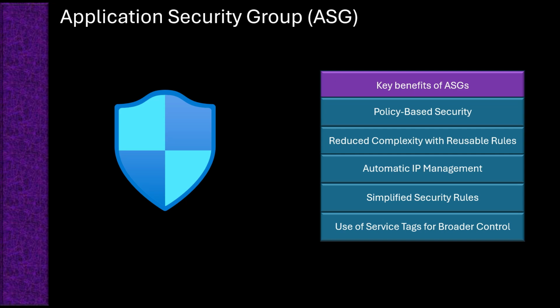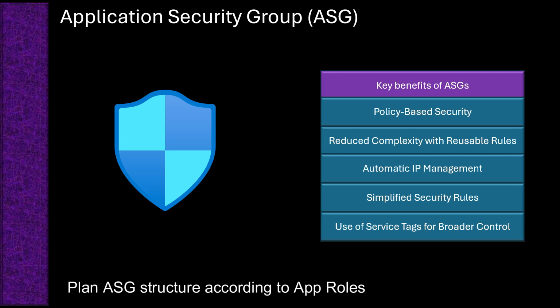You should consider a few best practices when using ASGs in your environment, such as planning ASG structure according to app roles, which means grouping VMs by function, such as front-end, back-end, and database, and defining ASGs around these roles to establish clear security boundaries. Another best practice is to combine ASGs with service tags. You should use service tags in your rules alongside ASGs to ensure you only allow necessary Azure services to interact with your application resources and limit external access.